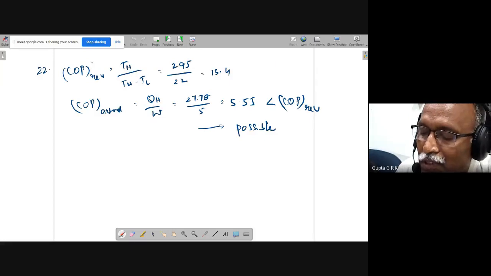The COP of reversible from TH and TL comes to 13.4, and then the COP of the actual one. W is 5, and if you put QH as 1 lakh by 3600, you will get 27.78. So the COP is 5.55, which is less than the COP of the reversible one. So this is possible.